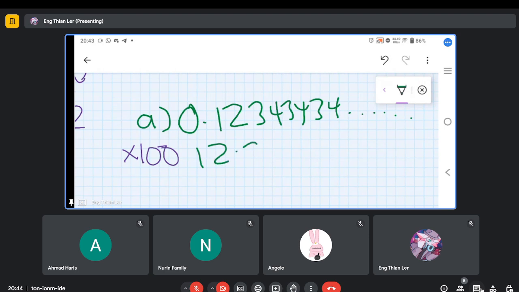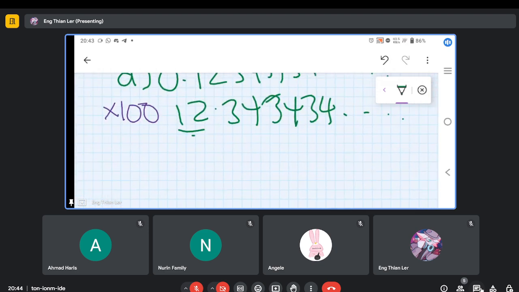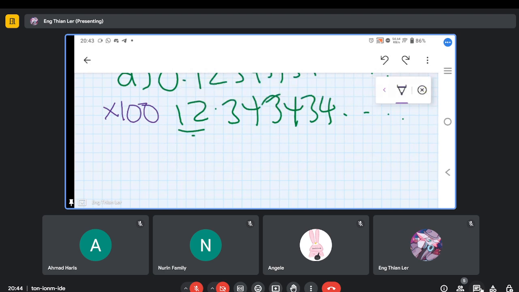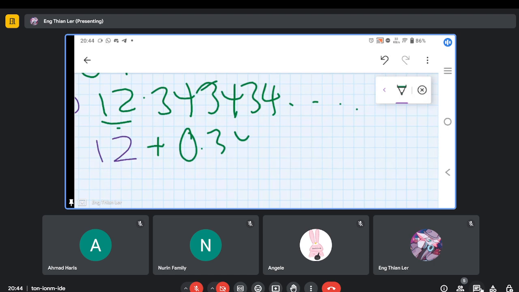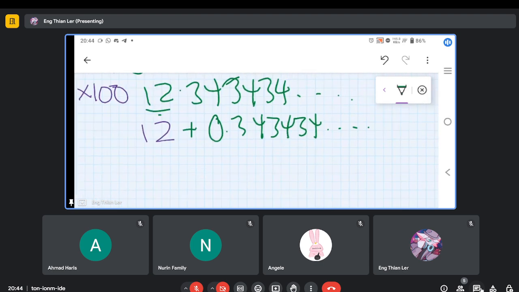So what does this become? 12.3434343434 repeating. Look at the 12. This is equal to 12 plus, we're going to separate the 12 again because we want the 3434, not the 12. So we separate the 12 plus 0.343434 repeating. So how do we do this? We just do the same.